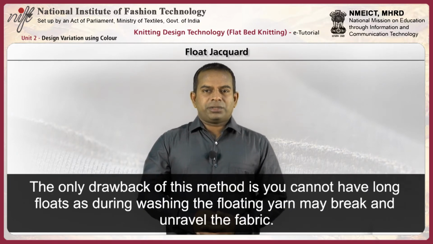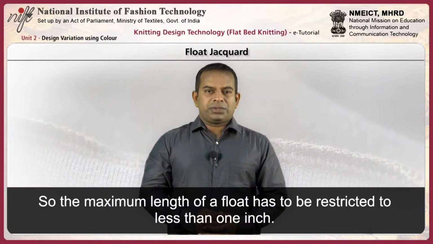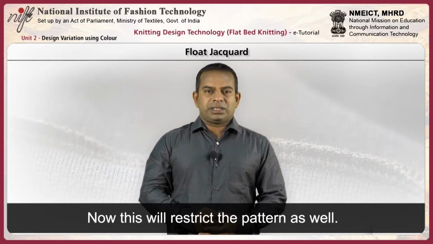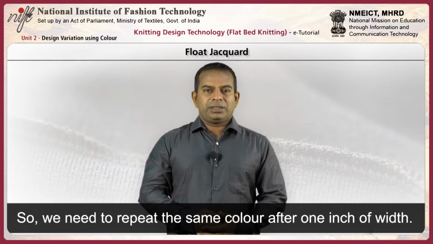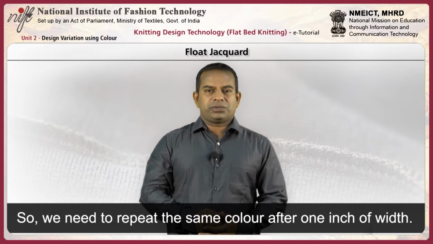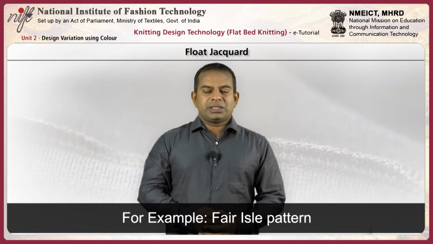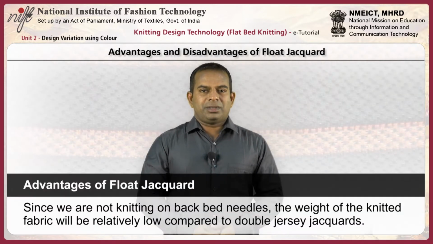The only drawback of this method is you cannot have long floats, as during washing, the floating yarn may break and unravel the fabric. So the maximum length of a float has to be restricted to less than 1 inch. Now this will restrict the pattern as well. So we need to repeat the same color after 1 inch of the width. Hence, only smaller, dense patterns are knitted with this method. For example, Fair Isle pattern.